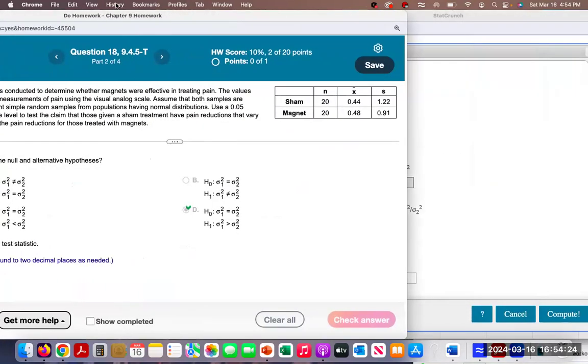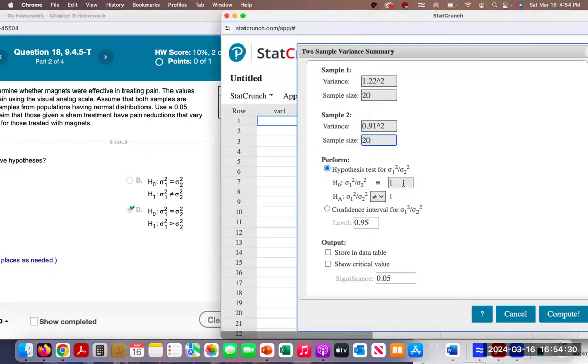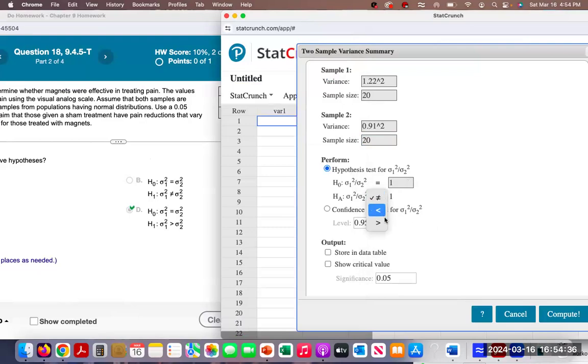So working with variances, the null says that variance 1 is equal to variance 2. So that means if they're equal, their ratio is going to be 1. And if variance 1 is greater than variance 2, then that means the ratio is going to be greater than 1.